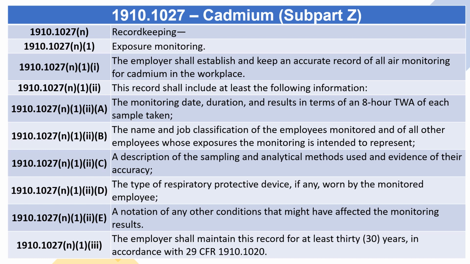The monitoring date, duration, and results in terms of an 8-hour TWA of each sample taken. The name and job classification of the employees monitored and of all other employees whose exposures the monitoring is intended to represent. A description of the sampling and analytical methods used and evidence of their accuracy. The type of respiratory protective device, if any, worn by the monitored employee. A notation of any other conditions that might have affected the monitoring results. 1910.1027 N. 1 3. The employer shall maintain this record for at least 30 years, in accordance with 29 CFR 1910.1020.